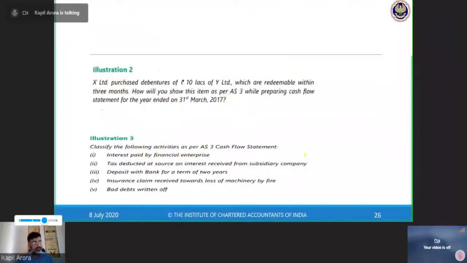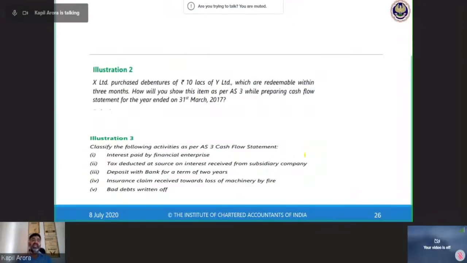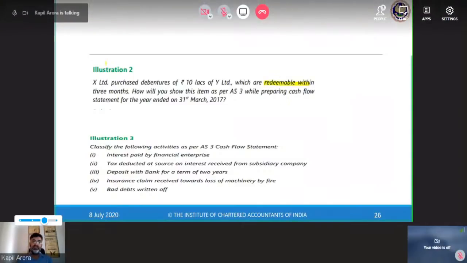I will quickly take up some of the illustrations from the study material so that we get a fair idea of what kind of questions are there in the study material and what kind of questions we can get in the exam also. Illustration 2: X Limited purchased debtors of 10 lakh of Y Limited, which are redeemable within 3 months of time.